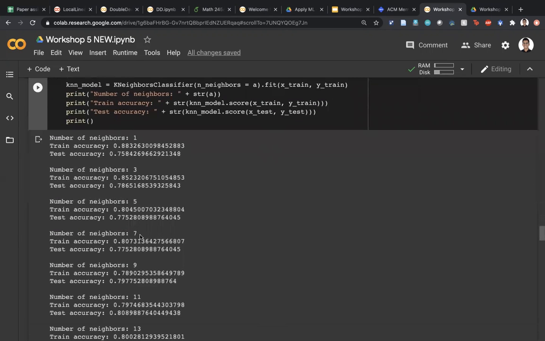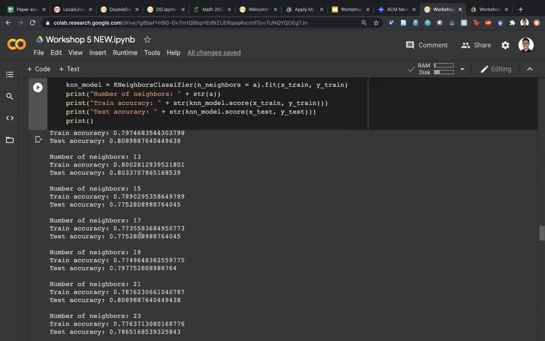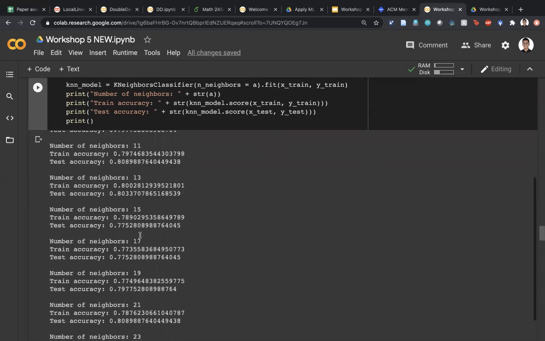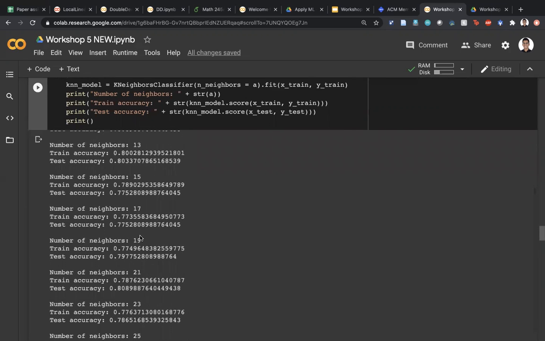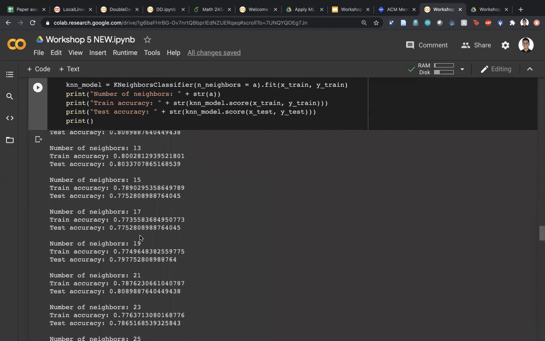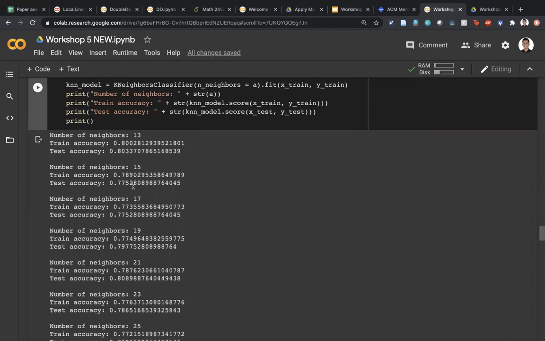So, if we just scroll through here, we can see that there are some values that are really helping us get good testing accuracy and similar testing accuracy as our train accuracy. I believe, when I was looking at this before, the best value was 13, which is on the screen here. You have pretty much identical training and test accuracy with about an 80% split for both.